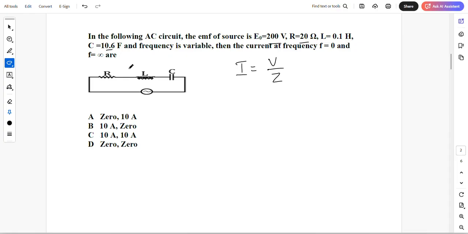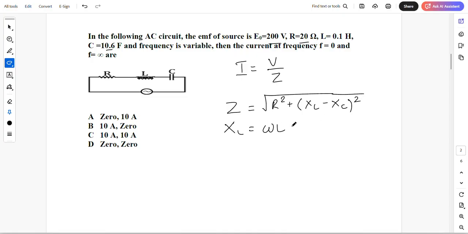You are just varying the frequency. What is Z? Z is equal to the square root of R square plus XL minus XC the whole square, let us say XL is greater than XC. What is XL? XL is equal to omega L or 2 pi FL, one and the same. What is XC? XC is 1 by omega C, that is equal to 1 divided by 2 pi FC.